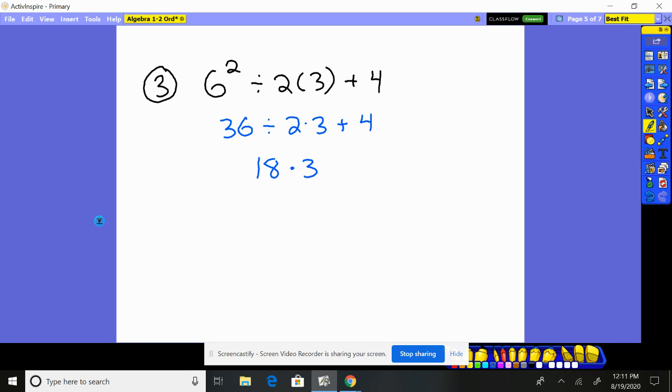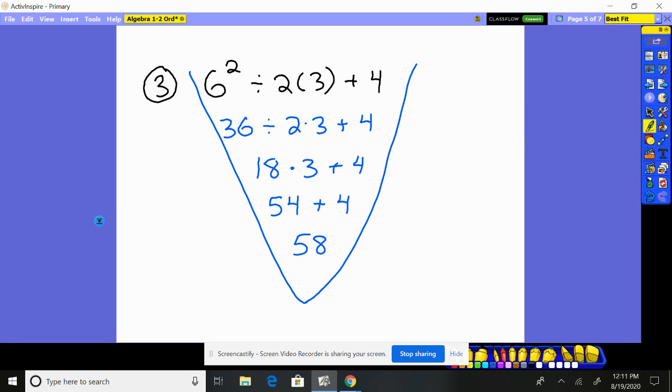I then write down the rest of the problem. So I now have a multiplication and an addition. 18 times 3, well, that's 54 plus the 4, and then so I get 58. And again, notice how I sort of have it. One step to the next, to the next, to the next.